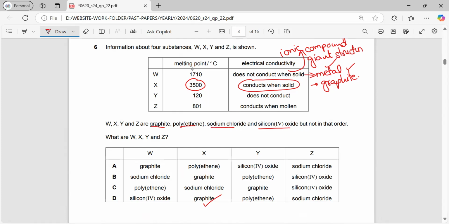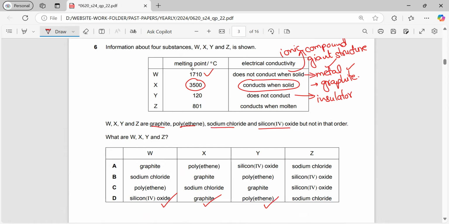Its melting point is very high, as for giant structures, but it does not conduct electricity, like giant structures, diamond and silicon oxide. Although their melting points are high, they don't conduct. So it can be silicon oxide. Then for Y, its melting point is low and it does not conduct electricity. So these two signs show that it is an insulator, which does not conduct electricity. So it is the polymer polyethylene, which is plastic.